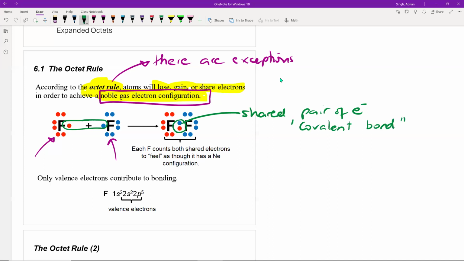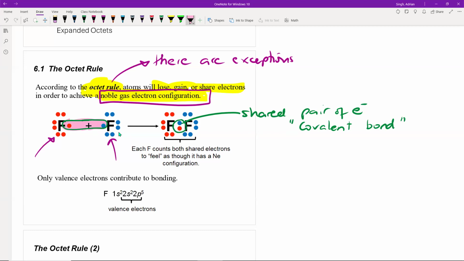This is different than the ionic bond where electrons were transferred and we had charges. Here we don't have charges, we have the sharing of electrons. So we can think of each of these electrons that are being shared as belonging to both of the fluorines. These two belong to both of these fluorines.